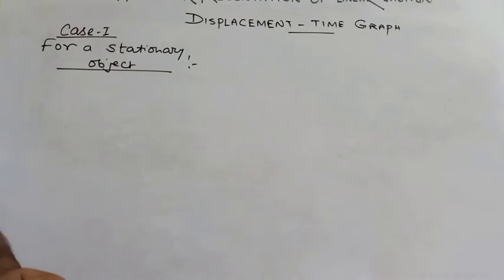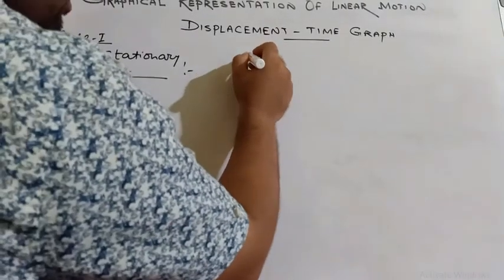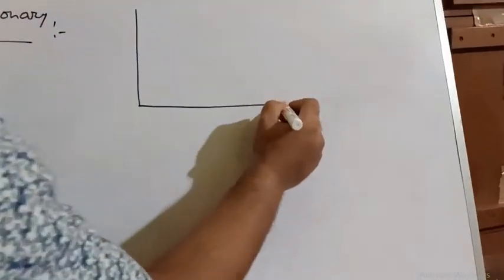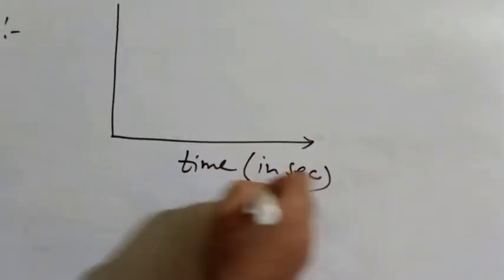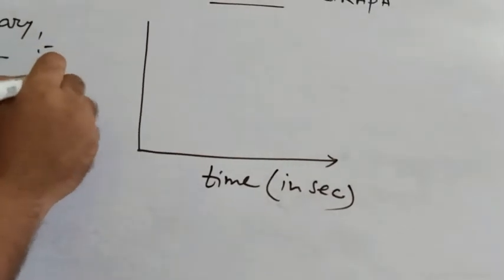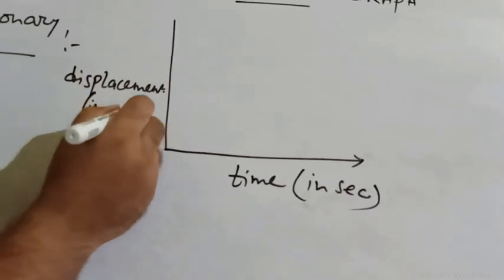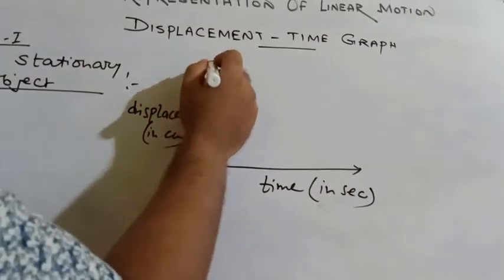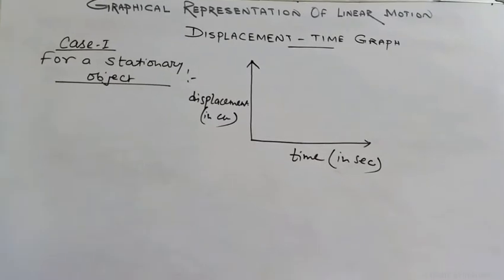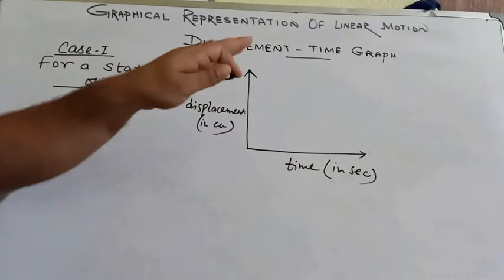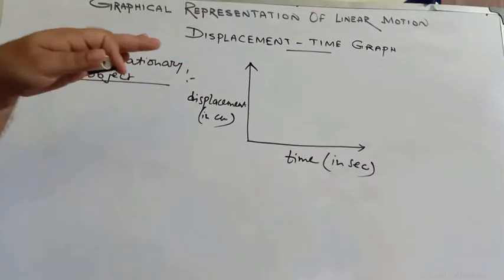So the displacement-time graph will be a straight line. How will the graph be? See, I will always take the time axis here. So this is the time axis in seconds, and I will take this as the displacement axis in centimeters. Okay. So I will draw this graph for a stationary object. Clear? I told you that for a stationary object, it will not be displaced with time. Okay, the body will not move with time.